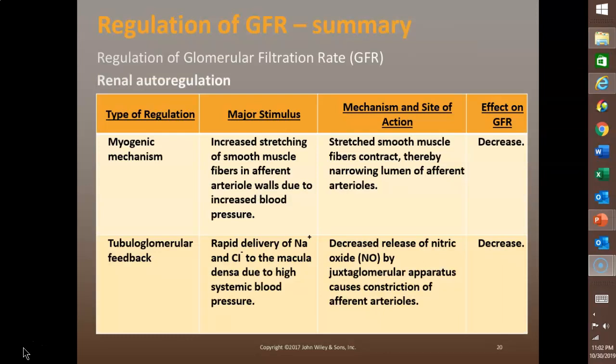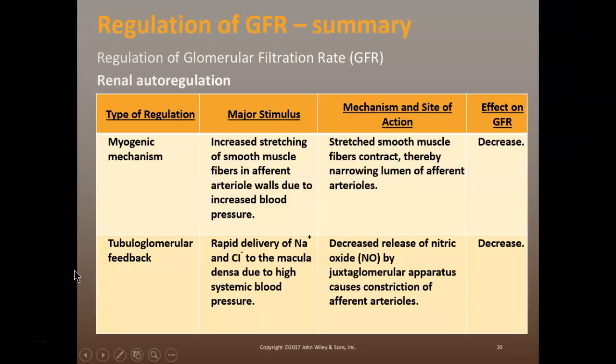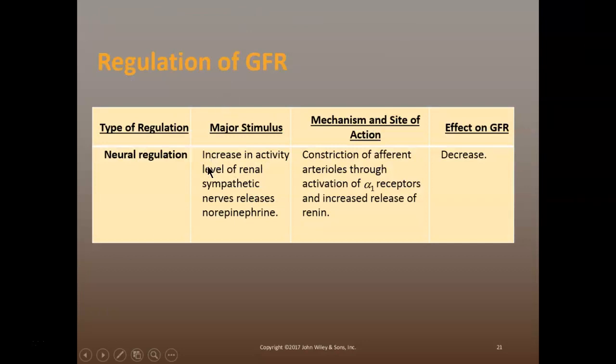And on your next three slides, you have your summary tables of these mechanisms that regulate glomerular filtration. So on your first slide here, you have your renal autoregulation with the stimulus and the mechanism of action and the effect on glomerular filtration due to the myogenic mechanism and the tubuloglomerular feedback. All the things we just talked about. The next slide, you have your neural regulation, how it affects glomerular filtration, how that action occurs, and what the major stimulus for release is.